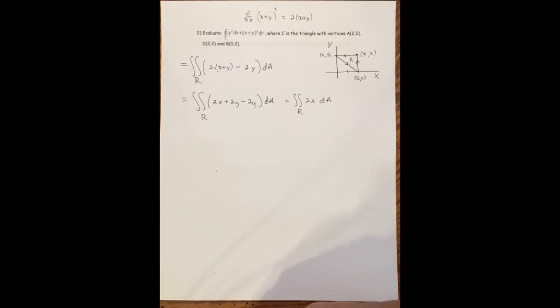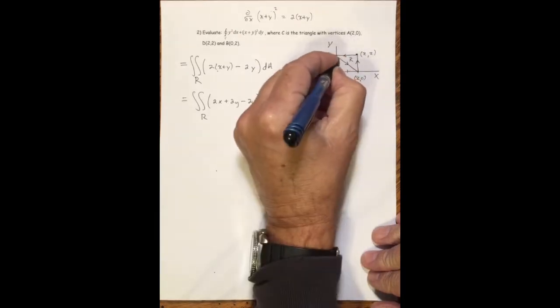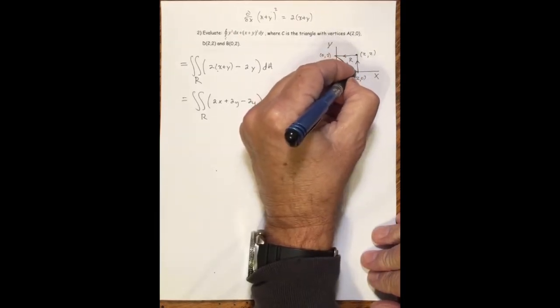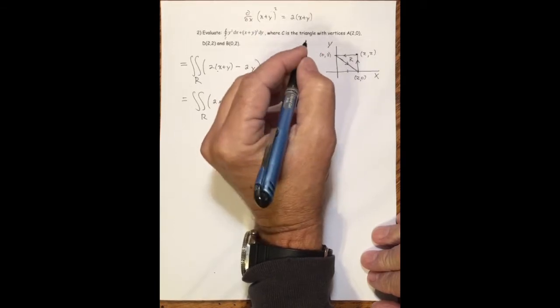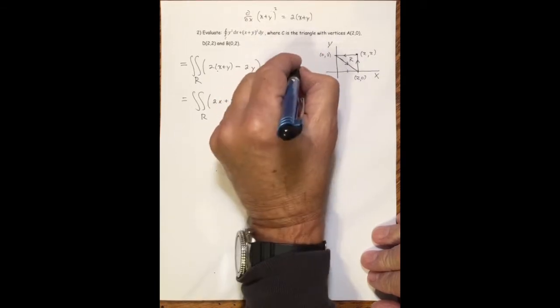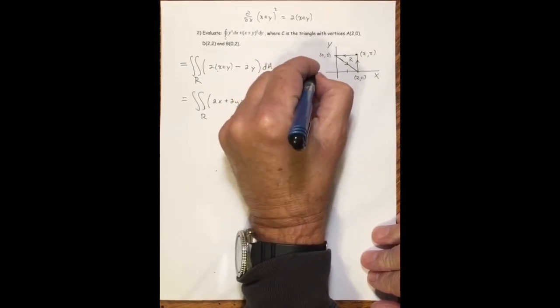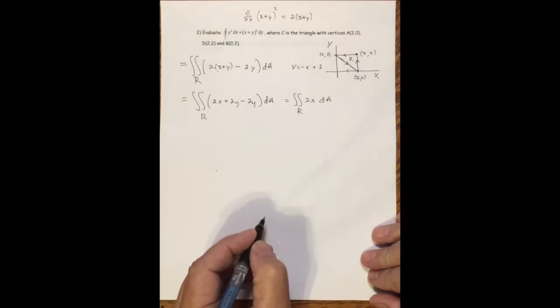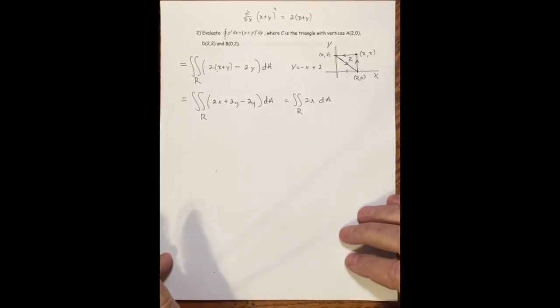Okay, now you get to choose. What do you want to do for the order of integration? Well, clearly this line is x equals 2. This is y equals 2. So what's going to be the equation of this? Well, the slope is going to be down 2 and over 2, so the slope is minus 1. So that's going to be y equals minus x, and then it has a y-intercept of 2. So that's going to be y equals negative x plus 2.